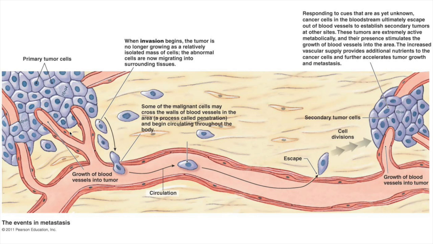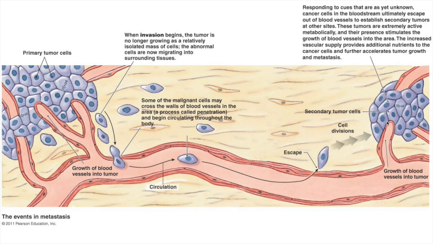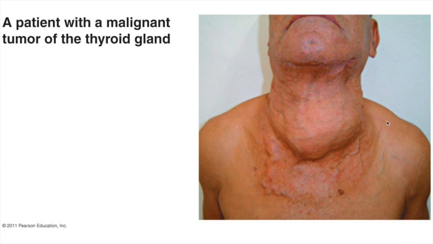And the processes: when invasion happens, that's when cells migrate into the blood circulation, and then they'll escape. And when they form a secondary tumor, that is metastasis. And we'll talk more about cancer later. Here's a person with a malignant tumor on their thyroid gland.